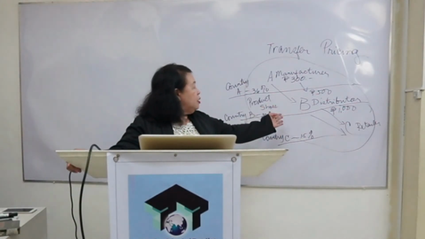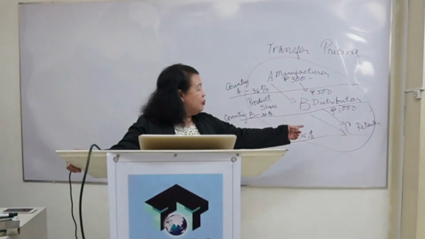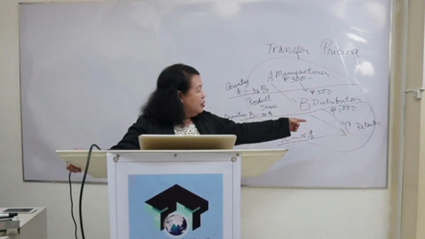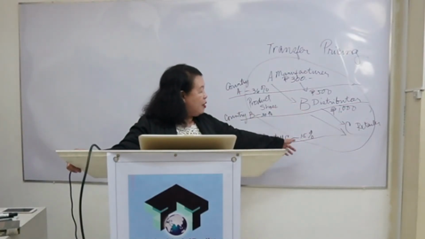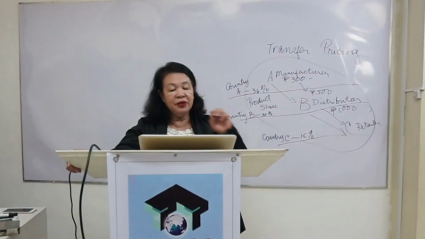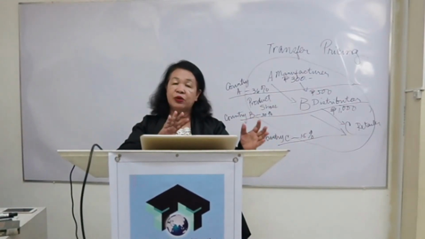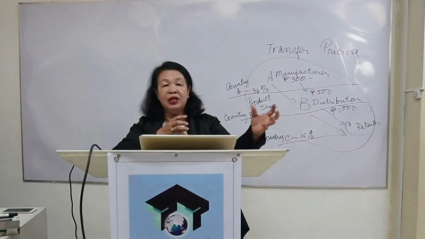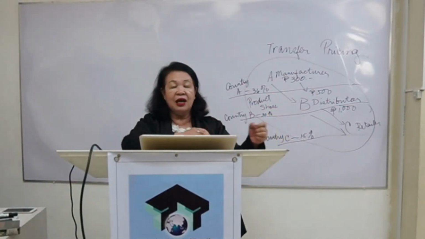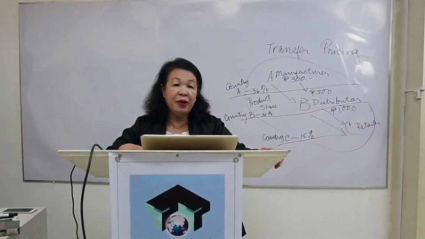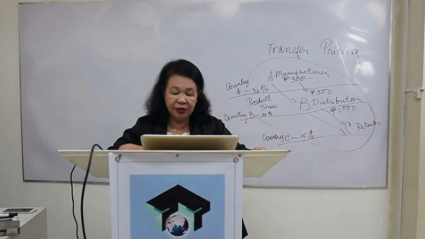O si B naman, gusto niya malaki yung income ni retailer, no? So 550 niya ipasa. Ibebenta ng 1,000. So 450 ang gross profit ni C. So malaki yung net income niya. So yun po yung tinatawag na controlled transactions, no? Pwede nilang i-control sa dami ng mga company nila. Pwede nilang i-control dito sa isang company, lakihan nila. Dito sa isang company, babaan nila yung presyo, no? So depende kung saan sila magkakaroon ng savings.